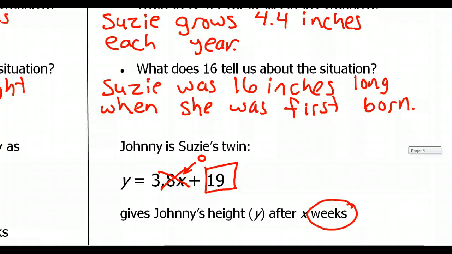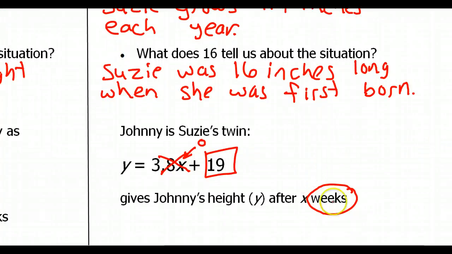Now, I think that this weeks right here, where it says weeks, I think that's a mistake, because people don't grow that fast. If this were really weeks, let me take away some of this extra red. If this were really weeks, this would mean that Johnny is growing 3.8 inches a week. That would be one fast growing kid.